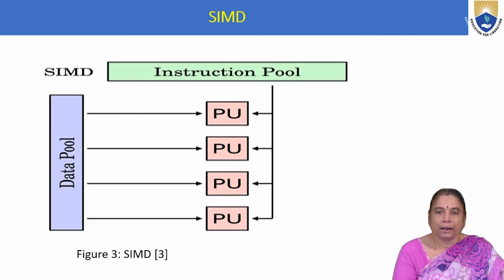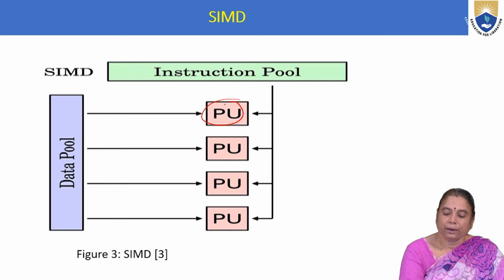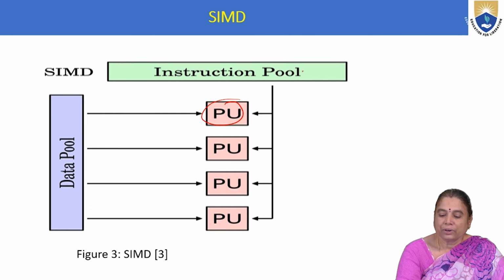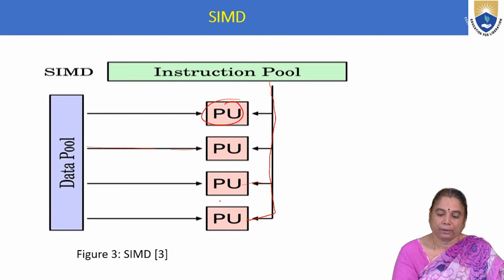So, this is the architecture of SIMD. The processor units take the instruction from a single instruction stream, which is shared with multiple processor units. But the data stream is a multiple data stream, one for each processor.